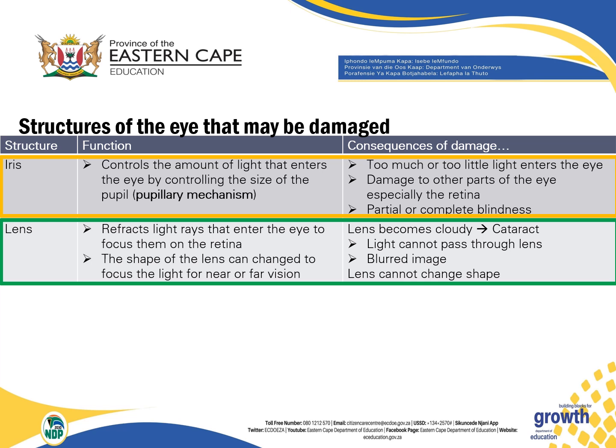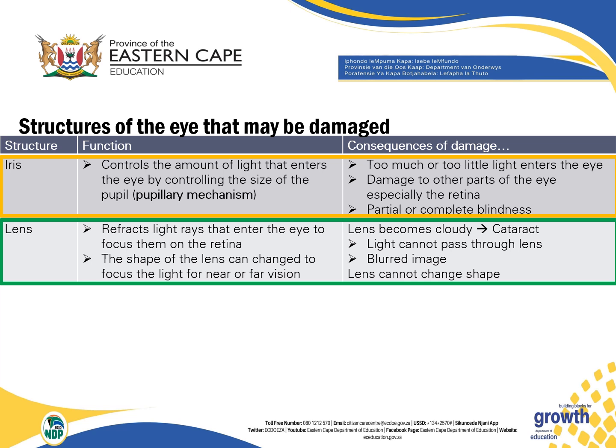The next part of the eye is the lens. The lens is responsible for refracting light rays that enter the eye to focus them on the retina. Now, the shape of the lens can be changed to focus the light for near or far vision. If the lens becomes cloudy, it will result in cataracts. This occurs when light cannot pass through the lens and causes a blurred image to be formed.